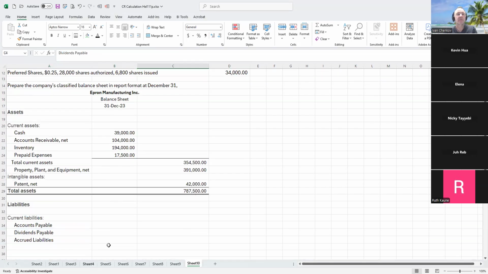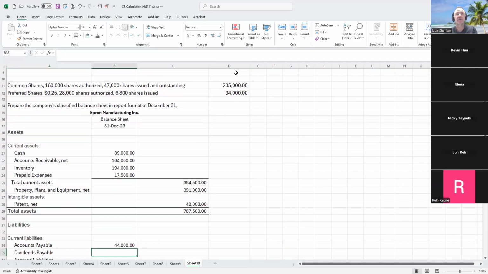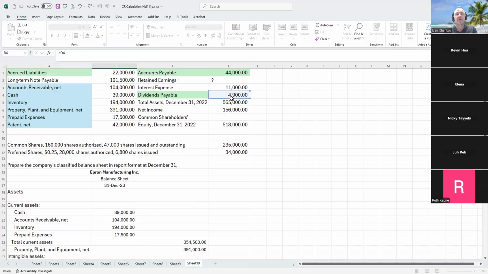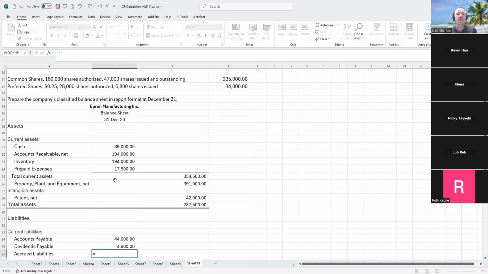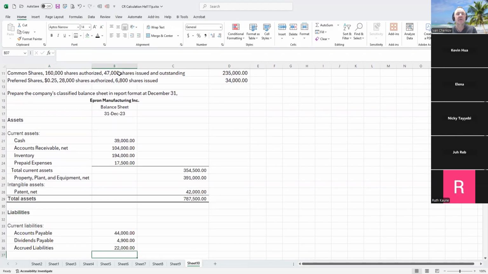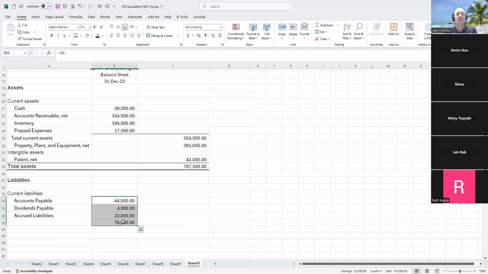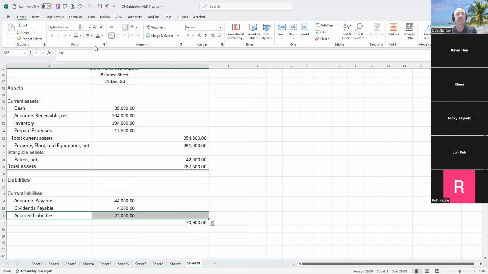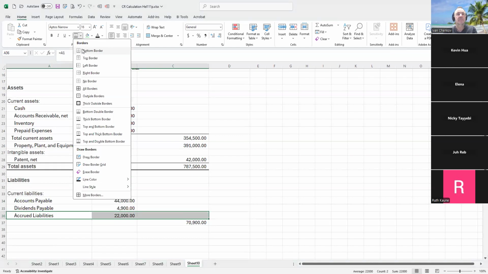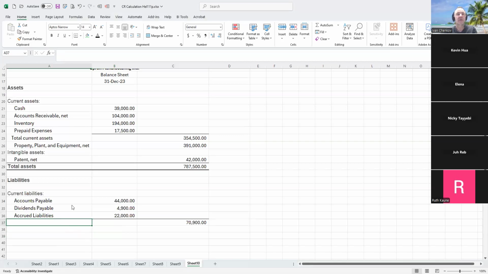Let's get the amounts. Accounts payable was 44,000. The dividend payable was 4,900 and accrued liability 22,000, total of that much, and we're going to change this total here, move it here. And that's going to show us our total current liabilities. Next thing, what are we going to have?